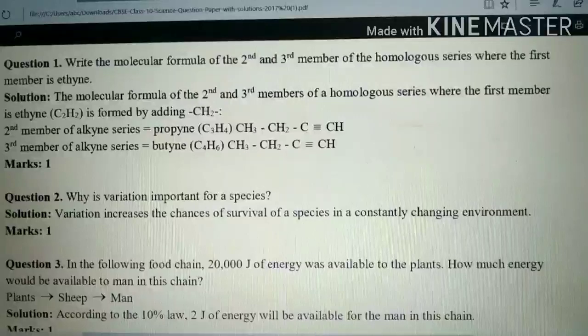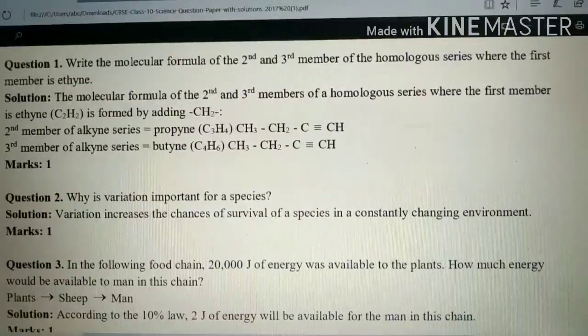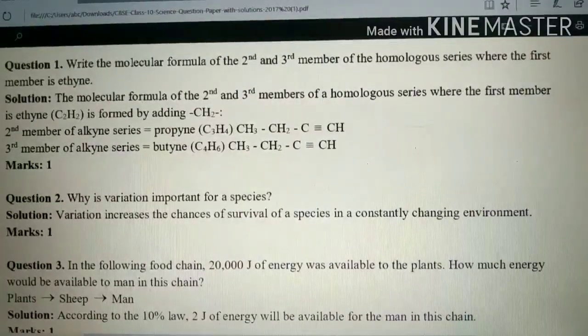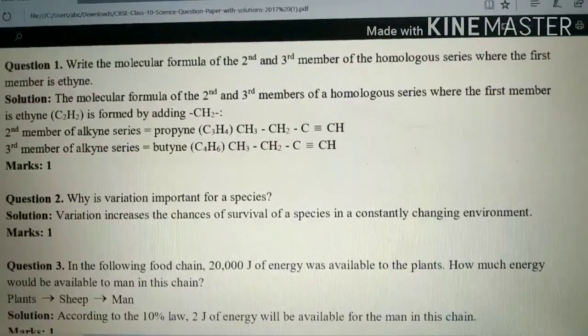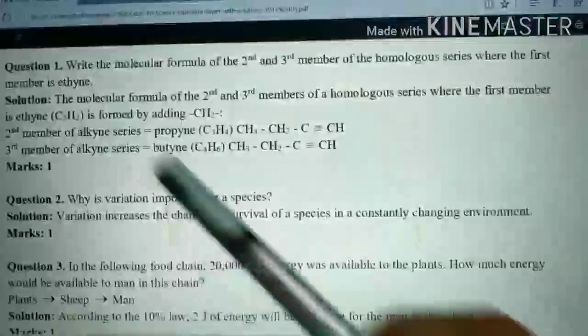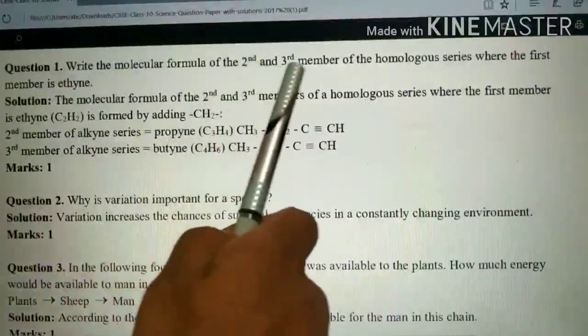So what is the molecular formula of ethyne? We have to know. Ethyne means 2 carbon. Meth means 1 carbon, eth means 2, prop means 3, but means 4, pent means 5. You have to remember that table. So the first member is ethyne, and we write C2H2. Now make the homologous series.